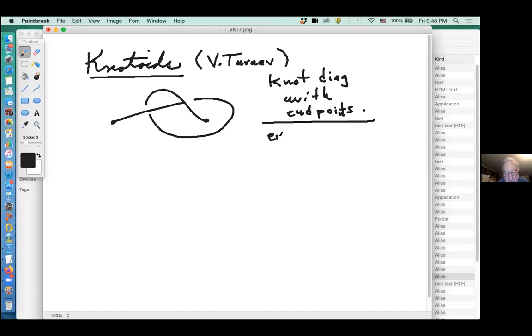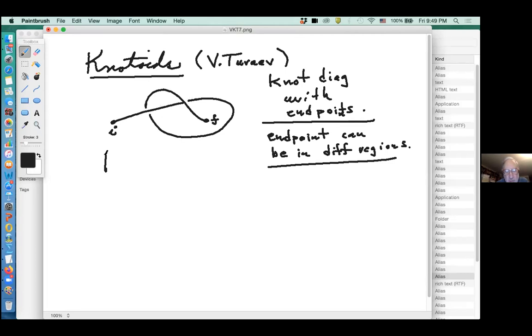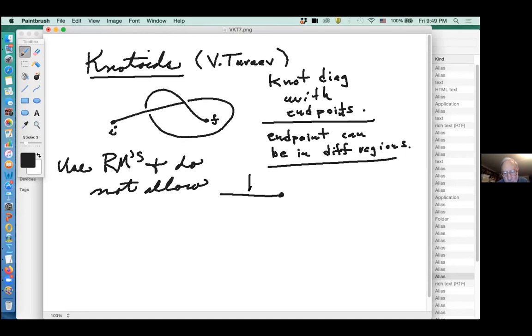And the endpoints can be in different regions, just as I have drawn here. Okay? So you could have the initial point and the final point, if you like. And otherwise, Reidemeister moves, and do not allow sliding anything past an endpoint.